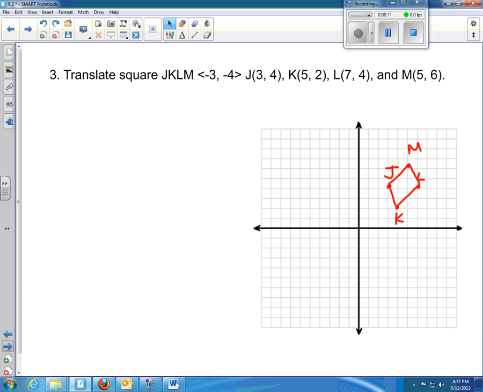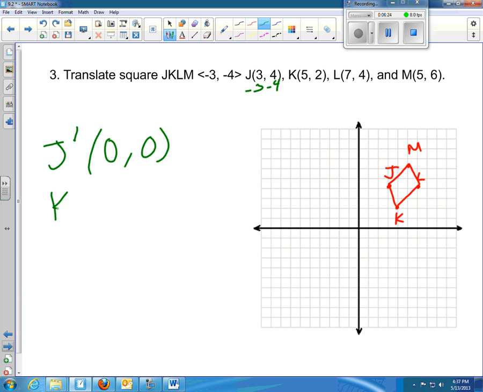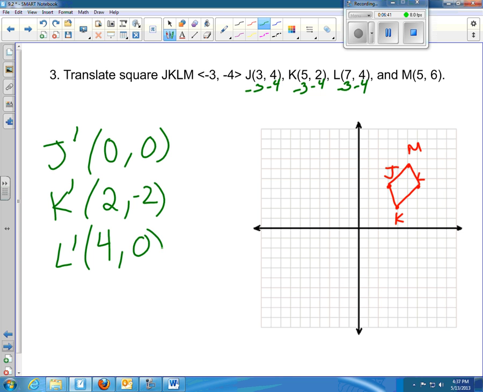And now our new image is going to be negative 3, negative 4 over. So J prime, 3 minus 3, we get 0. 4 minus 4, we get 0. K prime, 5 minus 3 gives us 2. And 2 minus 4 gives us negative 2. L prime, 7 minus 3 gives us 4. And 4 minus 4 gives us 0. And last, M prime. 5 minus 3 gives us 2. And 6 minus 4 gives us 2.